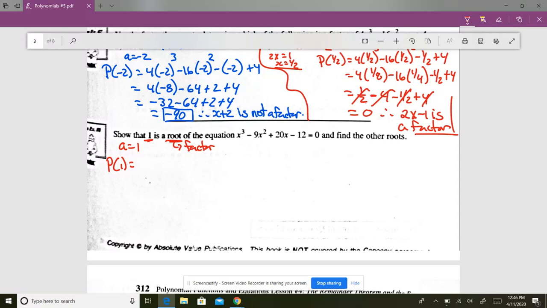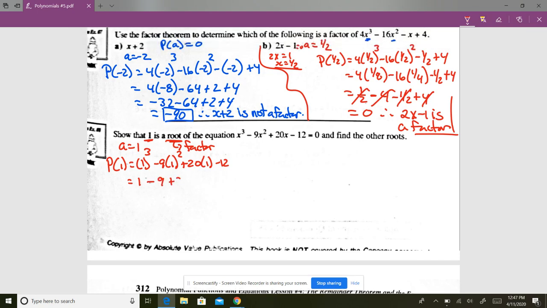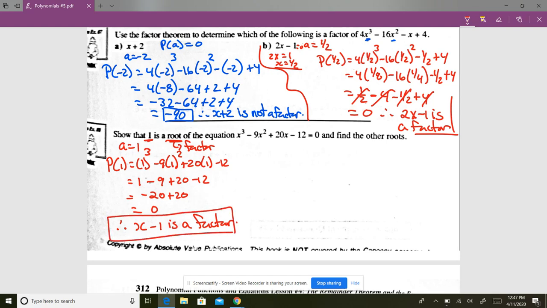for P of 1, we'll go 1 minus 9 times 1 plus 20 times 1 minus 12. So it's going to be 1 minus 9 plus 20 minus 12. 1 minus 9 is negative 8. Negative 8 plus 20 is 12, minus 12, so I get 0. Therefore, x minus 1 is a factor. Okay, the first part done. Now find the other roots. Find the other factors.